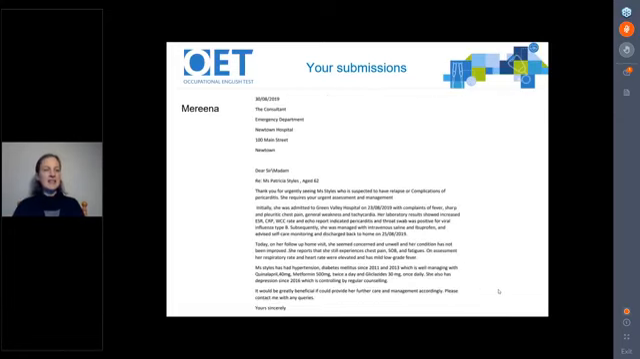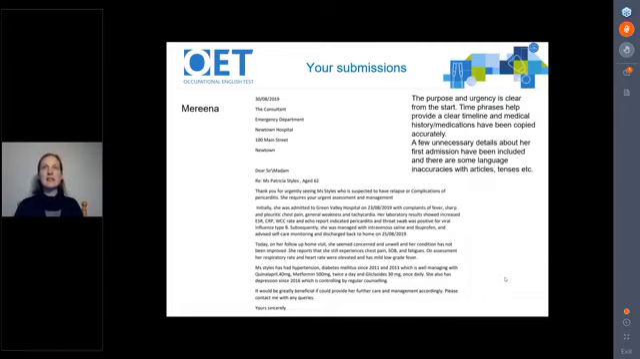The third letter that I can comment on is from Marina, and this letter includes good purpose, and the level of urgency is really clear from the start. Time phrases and dates have been used to provide a clear timeline, and all of the medical history and medications have been copied accurately, so the reader would be informed of those parts of this patient's history.